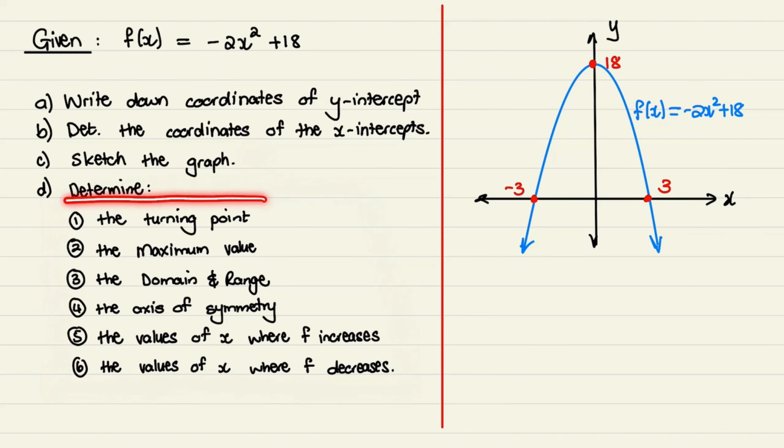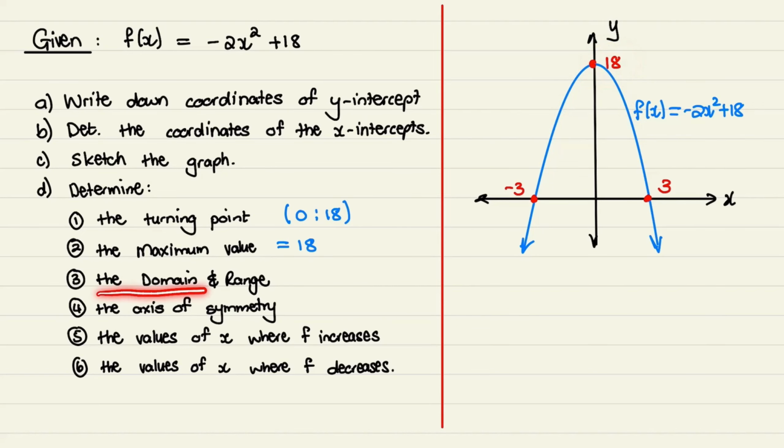First, we will determine the turning point. So the turning point is where the graph changes direction, and it is at the y-intercept. So the turning point of this graph is where x is 0 and the y-intercept is at 18. The next question is determine the maximum value of the graph. So here we can see the graph reaches a maximum value at the turning point where y is equal to 18. So the maximum value is 18.